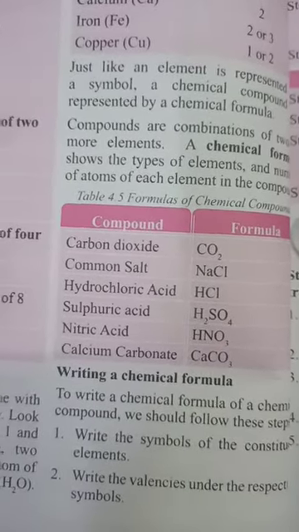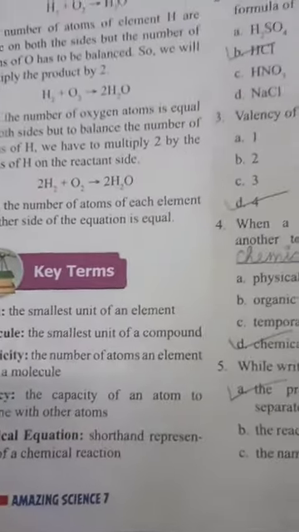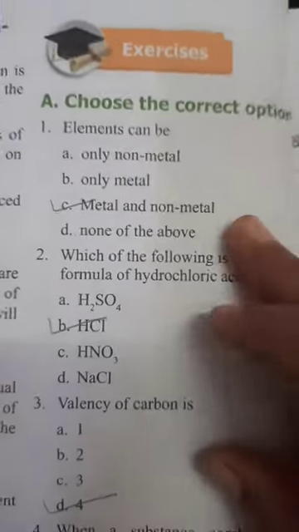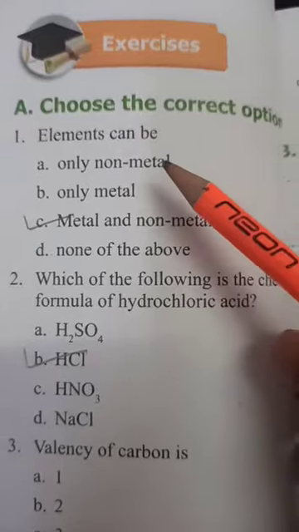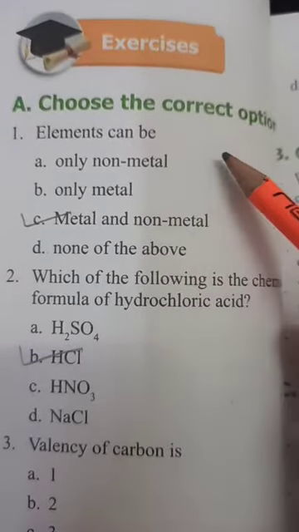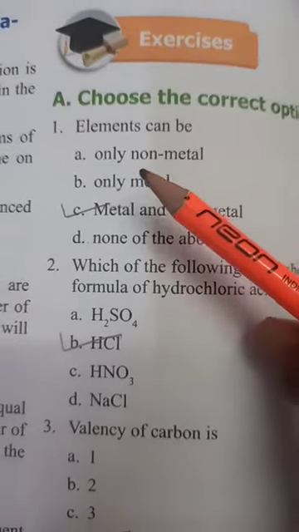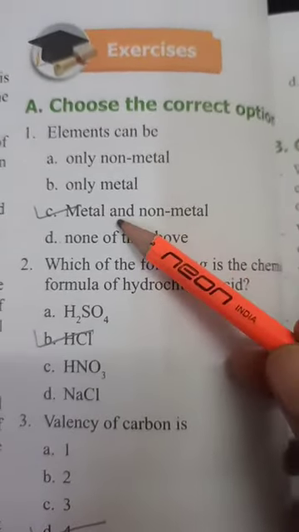So after this, children, come to the last exercise which is given after the completion of the chapter. This exercise is in the form of choose the correct options. Elements can be metals and non-metals. This is the correct option.